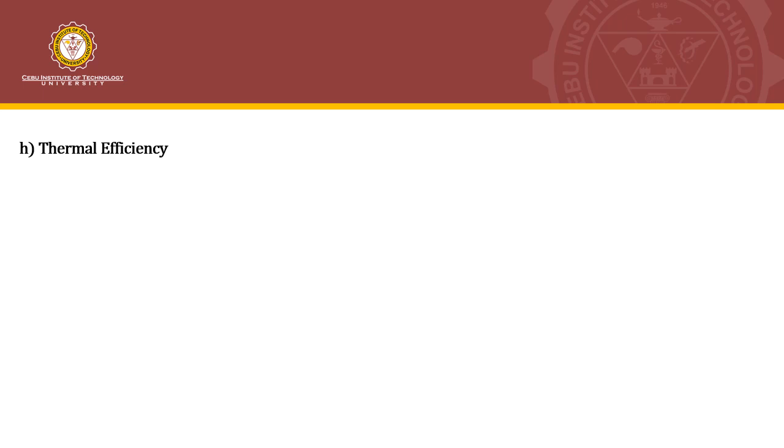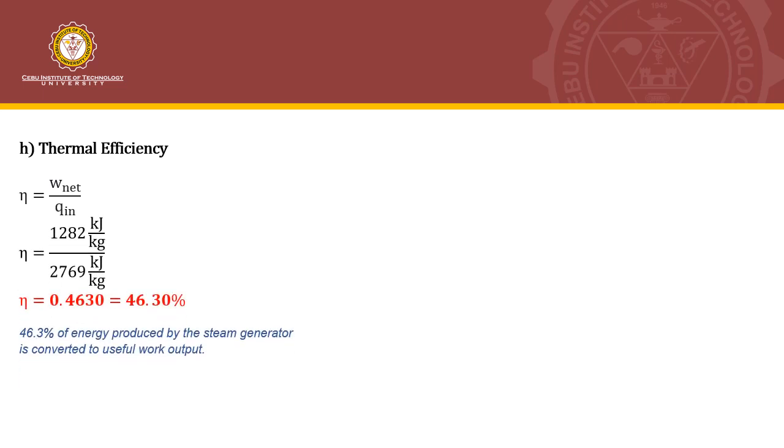Now that we already have those quantities, we can already get the thermal efficiency. For the thermal efficiency, that is equal to 46.3%. So it means that 46.3% of energy produced by the steam generator will be converted to useful work output. The remaining percentage will be lost in the process.